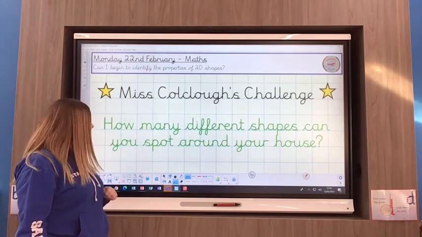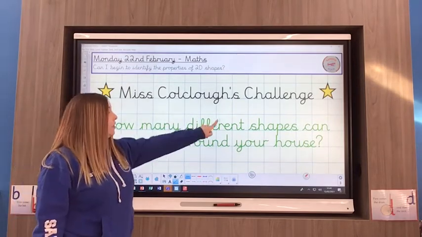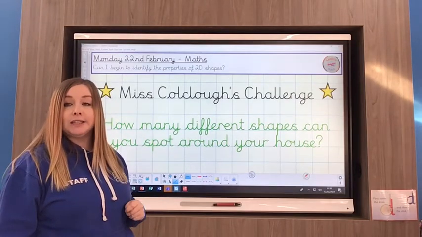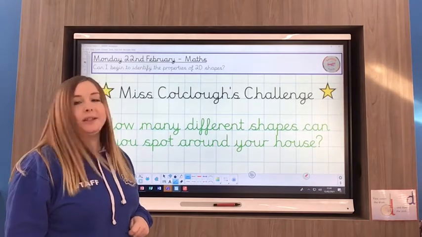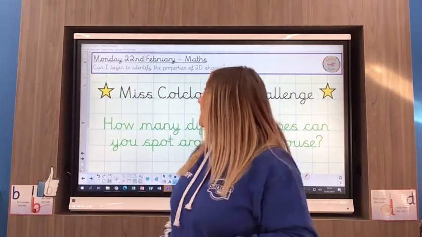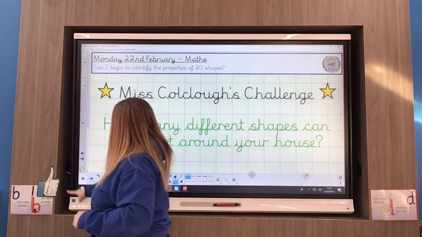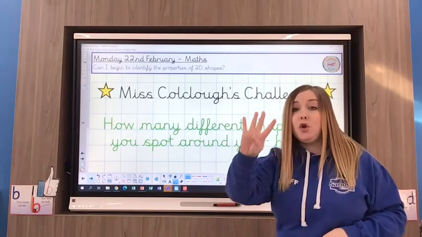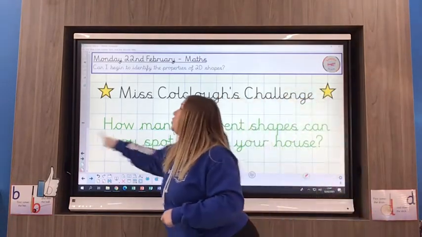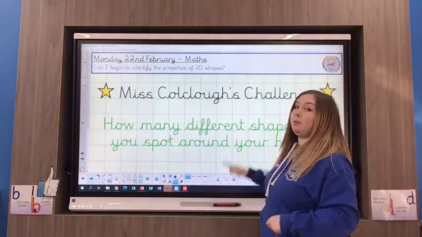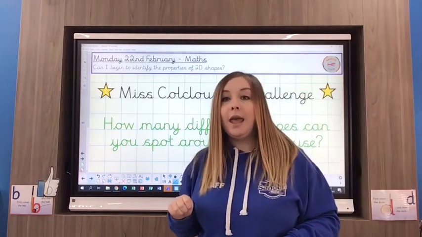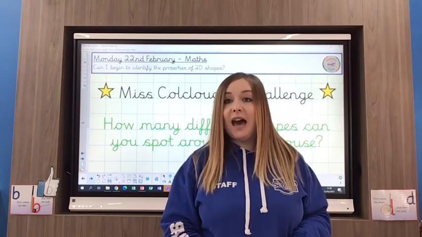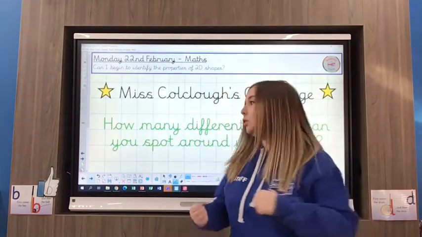But you know I like to set you an extra challenge, and I think it's quite a fun one today. My challenge is asking you how many different shapes can you spot around your house. So have a look, what shapes can you see? In my classroom, I can see that my whiteboard is a rectangle, because it's got 4 sides. 2 are short and 2 are long. How many shapes can you spot? It would be lovely if I could see a really long list of all of those.